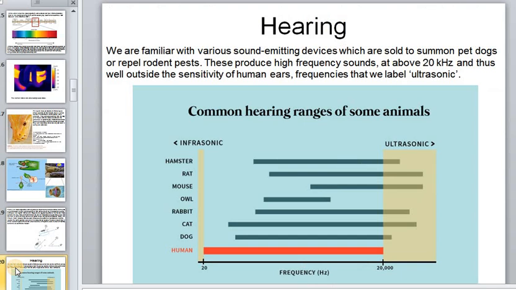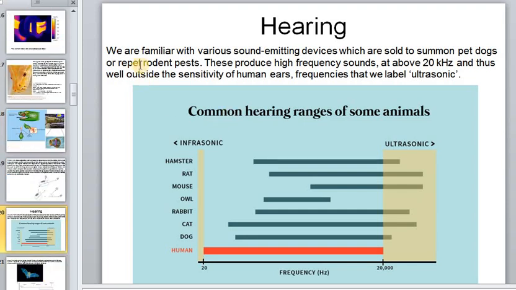About navigation, about using these sense organs, we will talk in the next practical. And hearing is one more sensitive sense. You are familiar with sound devices which are sold to owners of pets, dogs, or rodent pests. These produce high sounds at about 20 kilohertz, which is well outside the sensitivity of human ears.